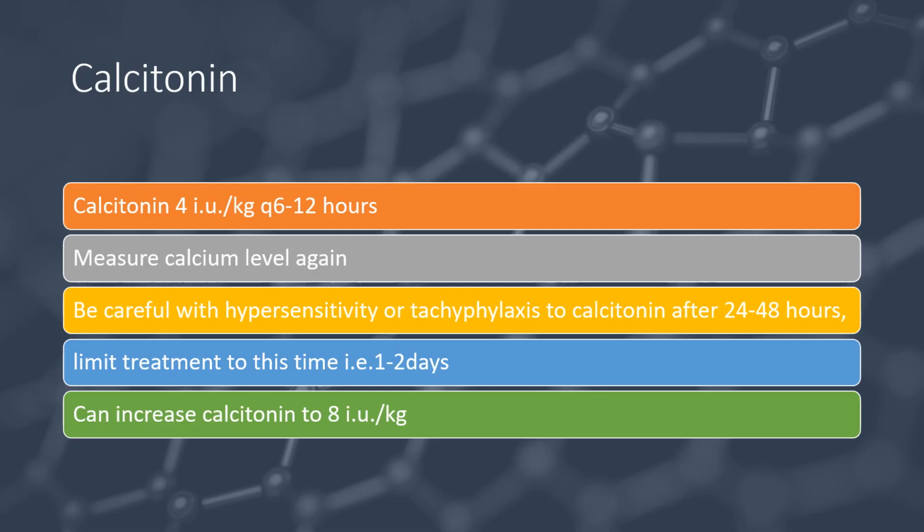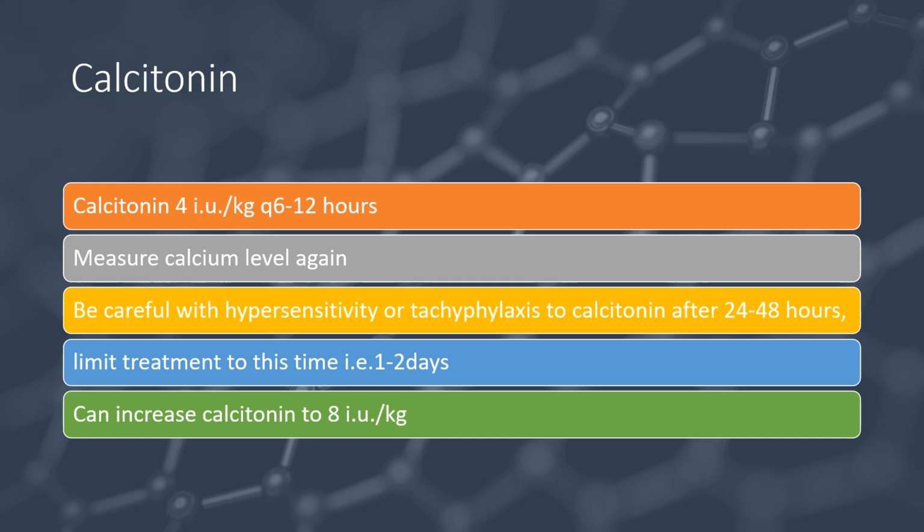We can use calcitonin. Calcitonin at 4 international units per kilogram every 6 to 12 hours. You can check my channel for the publication on calcitonin already published. And we have to measure the calcium level again. Be careful with hypersensitivity or tachyphylaxis when it comes to calcitonin.